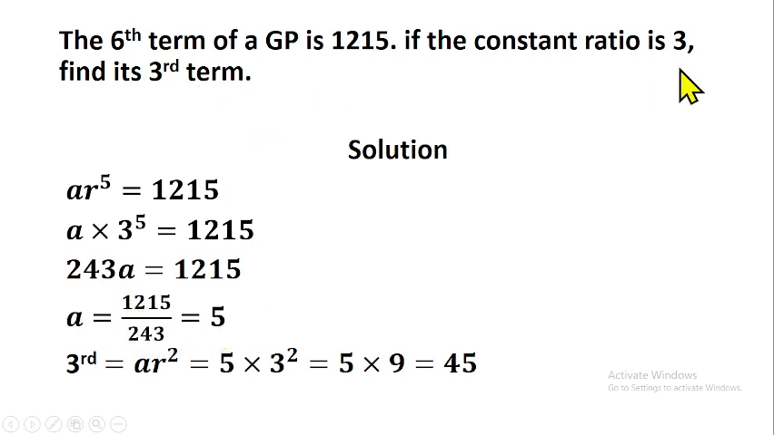So that means the constant ratio is 3. The first term is what? 5. The question asks us to find the third term. What is the third term of a GP? The third term of a GP is AR squared. So which is equal to our a is 5 times 3 raised to power 2, because the constant ratio is 3. 3 raised to power 2 is 9 times 5. That gives us 45. So that means the third term of the GP is 45. Do we understand?